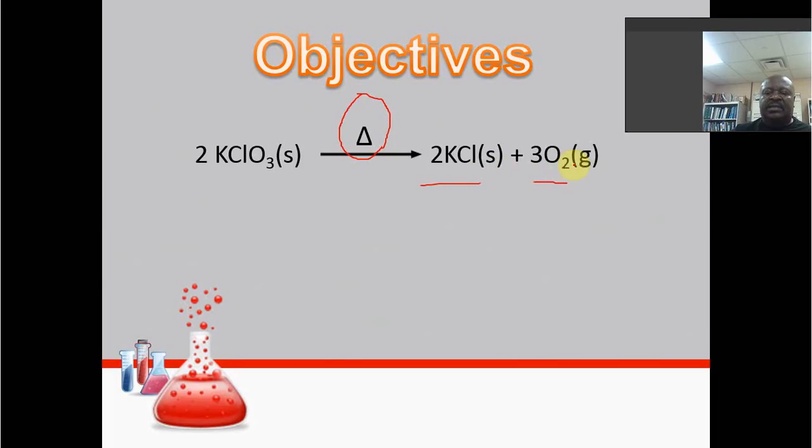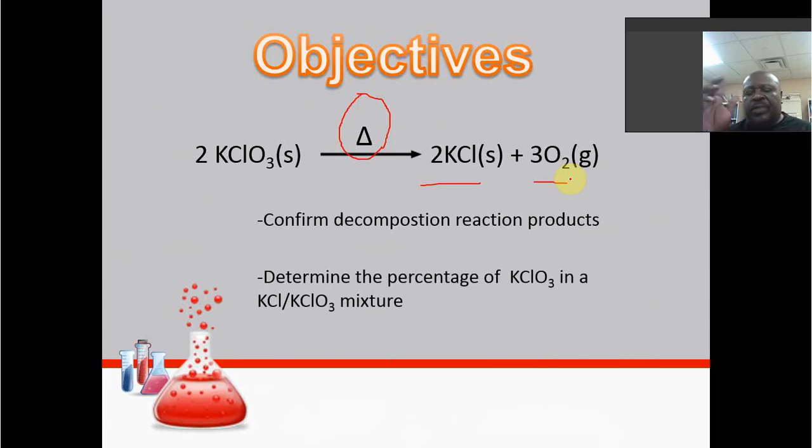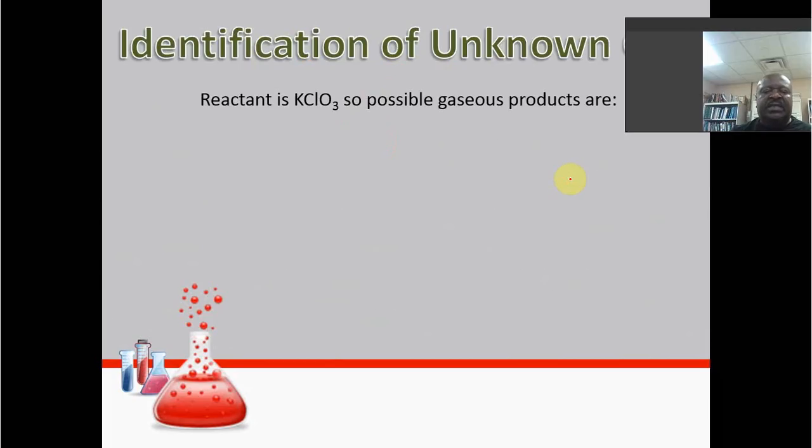This is a solid, this is a gas, so if this reaction occurs, we can anticipate that the oxygen just joins the air. So let's confirm that the products are as indicated: potassium chlorate gives KCl and oxygen. And again, we take that knowledge and use it for analyzing the mixture.